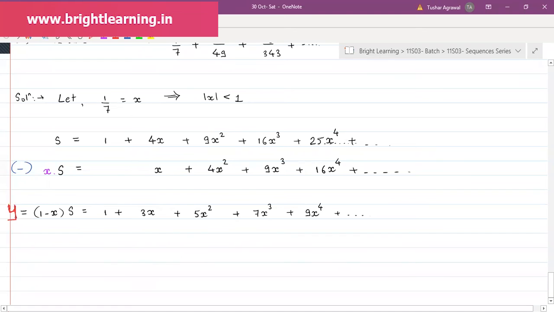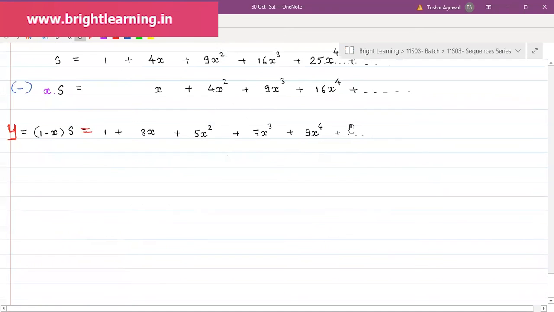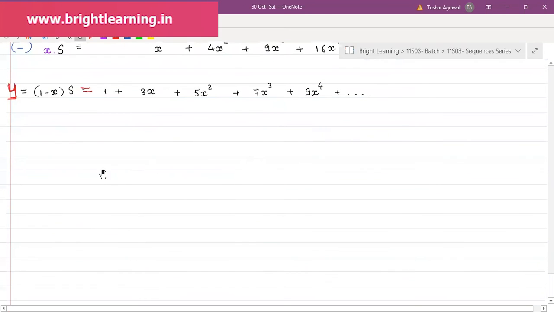This whole thing is equal to y. If y is equal to this much, now this arithmetico-geometric series, can you solve? Yes, sir. So what you will do? I will do x times y, whatever it was there. So x times y, now I'm again repeating that step. So here it is x, 3x square, 5x cube, plus 7x to the power 4, and so on.